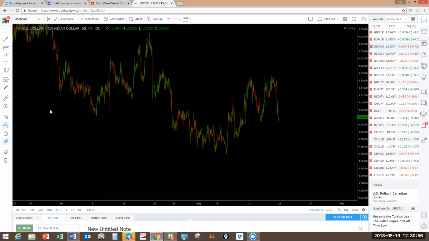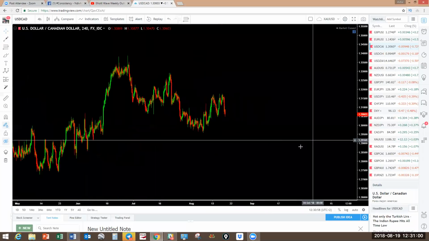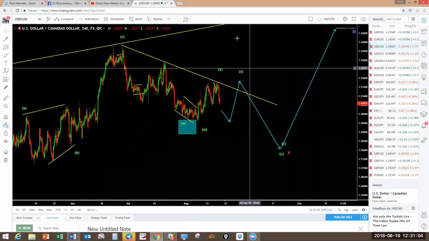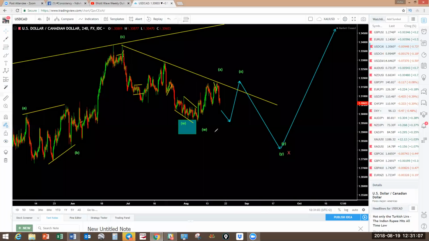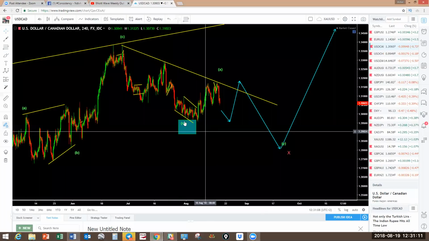4 hour. Okay, so let's show. So this is the structure that we'll be looking at. We'll be looking for this one. This is already, okay, I have to remove one. I've got a duplicate.